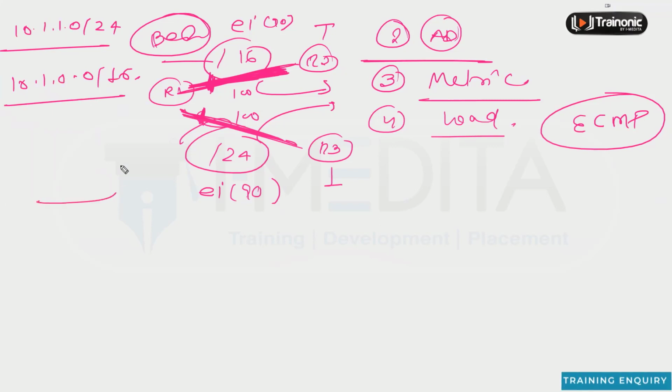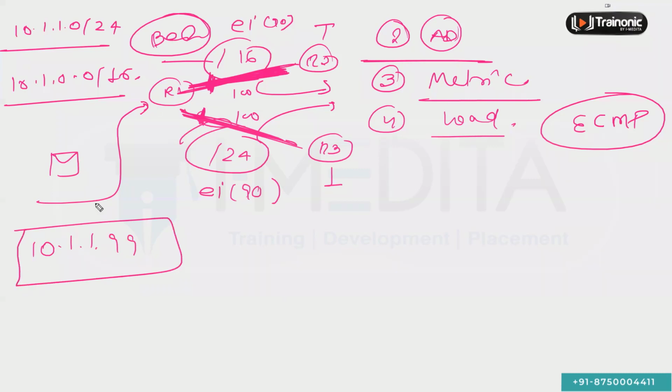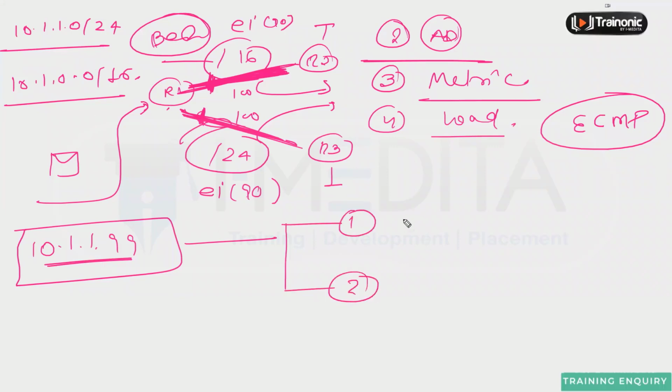Now, when the packet arrives on the router interface, the packet has a destination 10.1.1.99. Now router 1 will check, if I have to go to that destination, I actually have two paths. One path is on /24 and one path is on /16. So which path should I choose? Now it will choose the path with the higher CIDR.